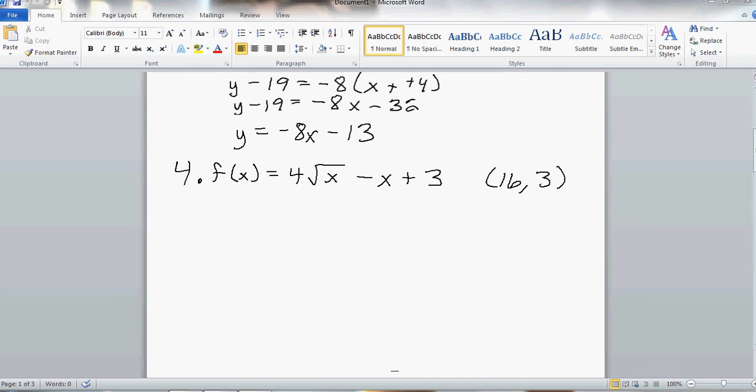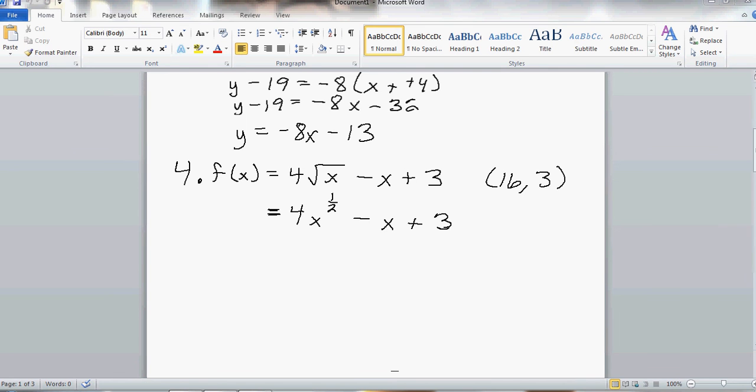Now anytime we have a function with square roots or x in the denominator, the very first thing we want to do is we want to put it into a more user-friendly version. That means get rid of all the fractions by putting in an appropriate exponent, and get rid of all radicals by putting in an appropriate exponent. So 4 square root of x can be written as 4x to the 1/2 power, because we should remember the square root of x is x to the 1/2 power, minus x plus 3.